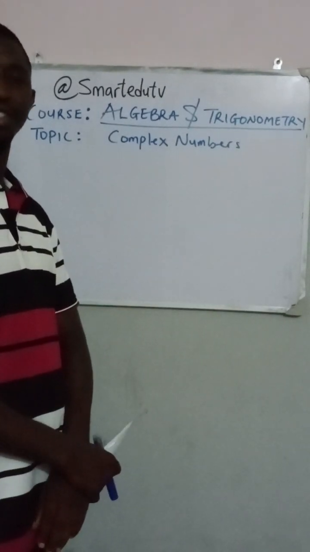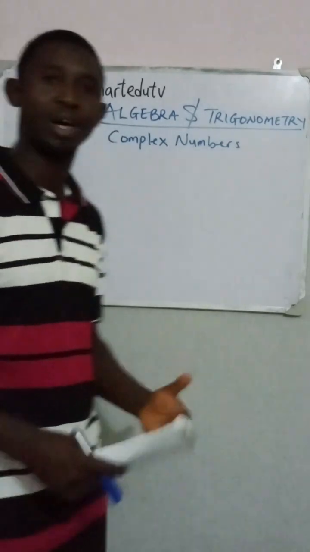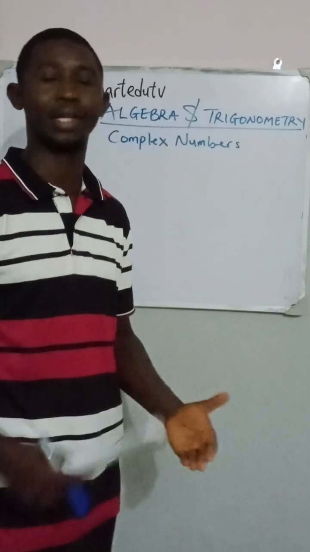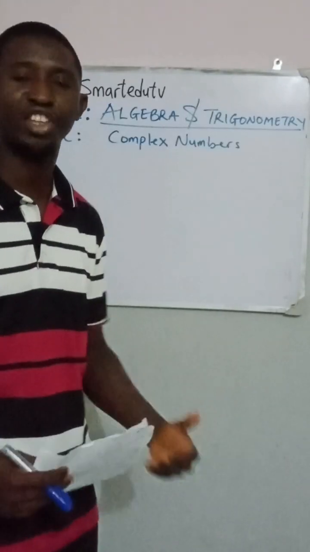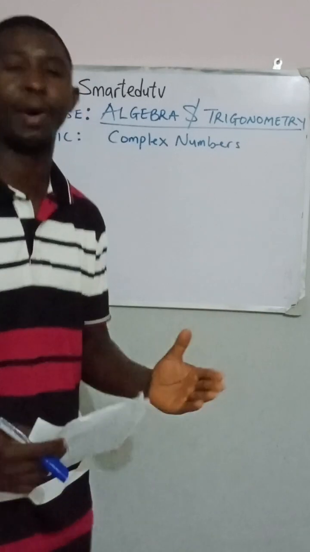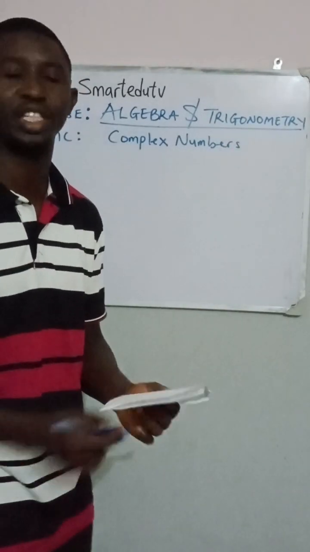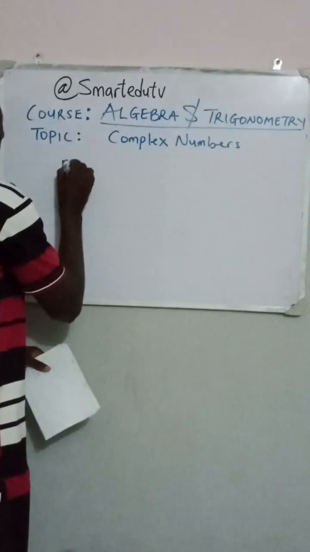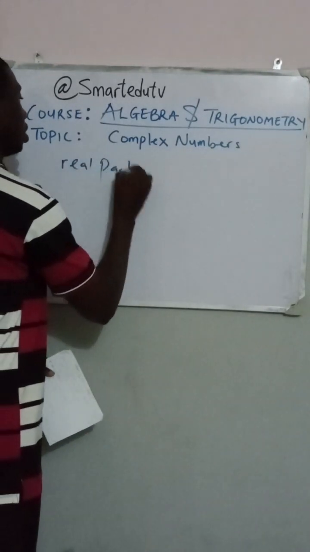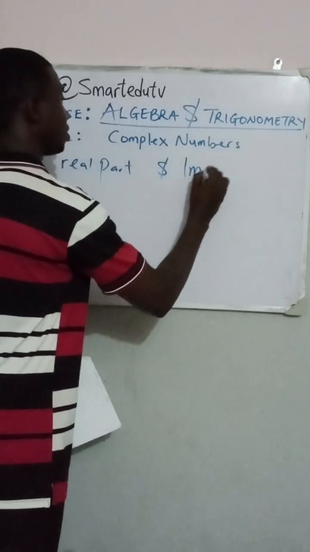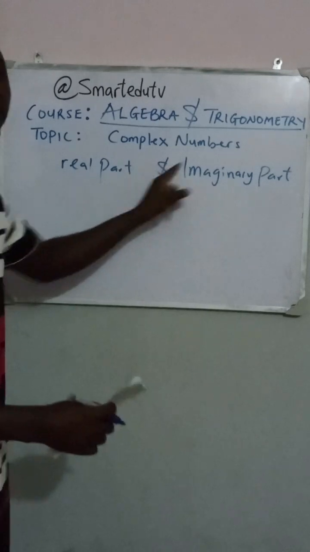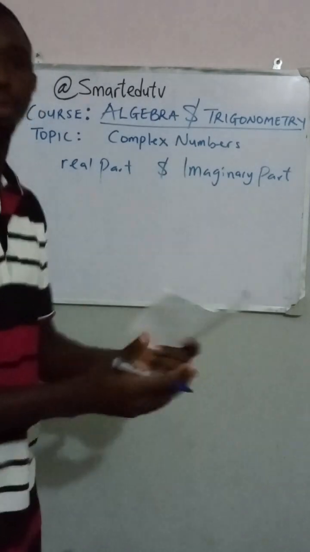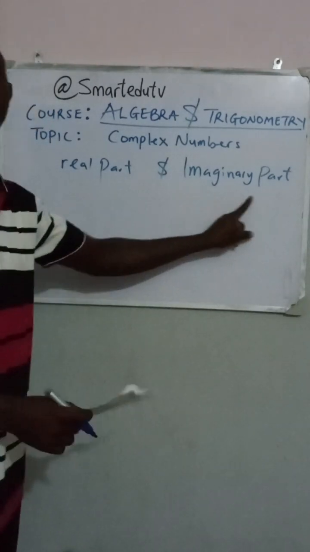What are complex numbers? Complex numbers are numbers that contain two parts. The first part is called the real part, while the second part is called the imaginary part. So these are the composition of a complex number. It contains two numbers, the real part and the imaginary part.